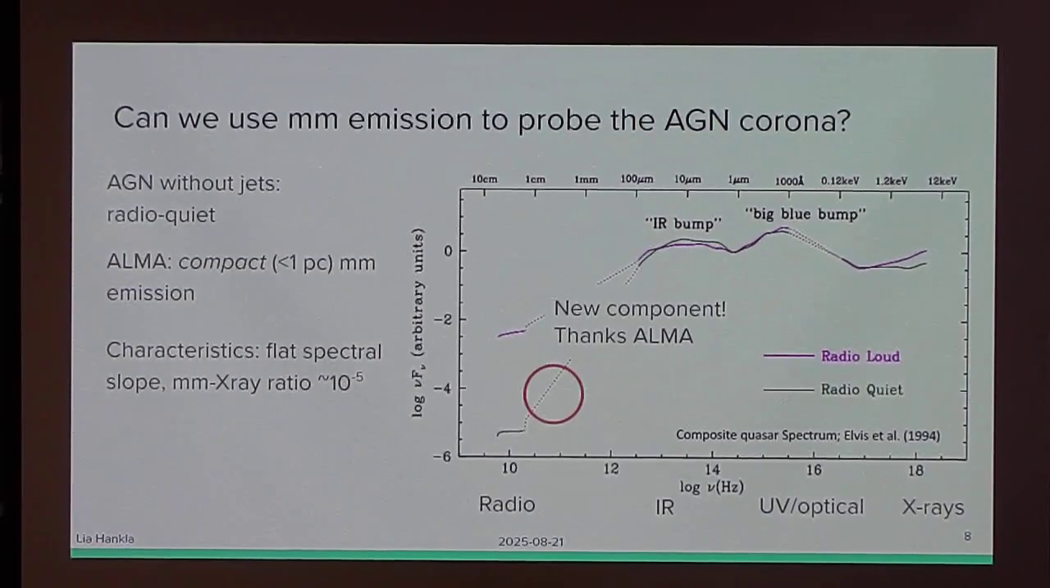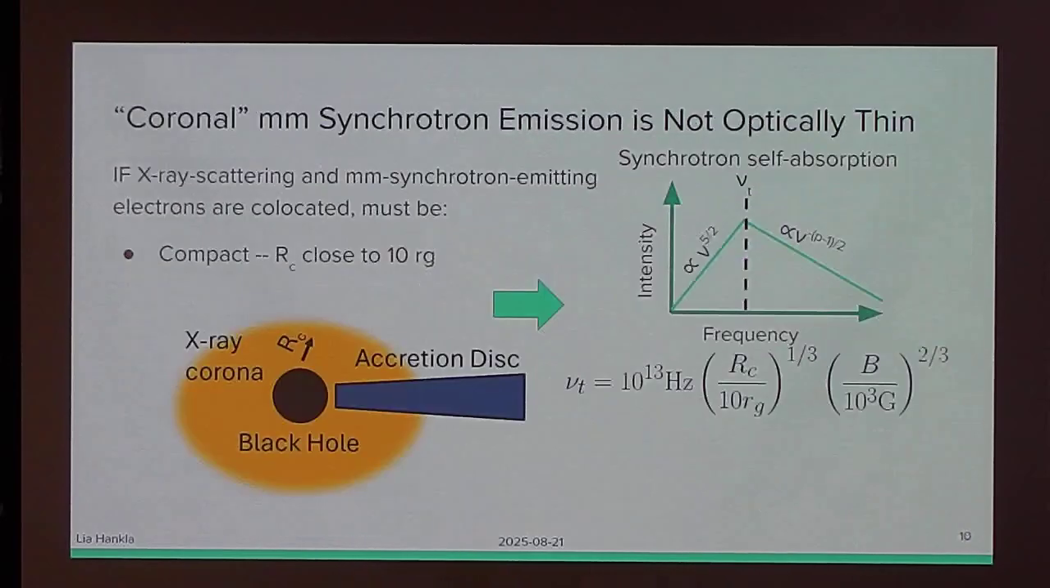We're not going to be able to use it to probe that classical viewpoint of the corona as that very compact region of space. But it turns out to be wrong in a very interesting way that will lead me into talking about the solar wind aspect. So let's get into it.